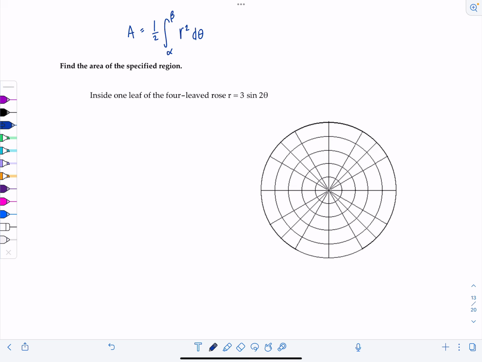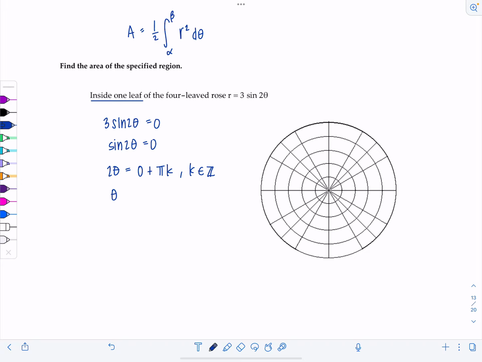So these 4-leaved roses can be a little tricky. It's going to have four little petals, and you just want inside one of those petals. So I want to know how long it takes for theta to come back and close a loop of the petal. What I do is take the equation 3 sine 2 theta and set it equal to 0. So when is sine 2 theta equal to 0? Sine is 0 at 0, and then every multiple of pi after that, so 2 theta equals 0 plus pi k, where k is an integer.